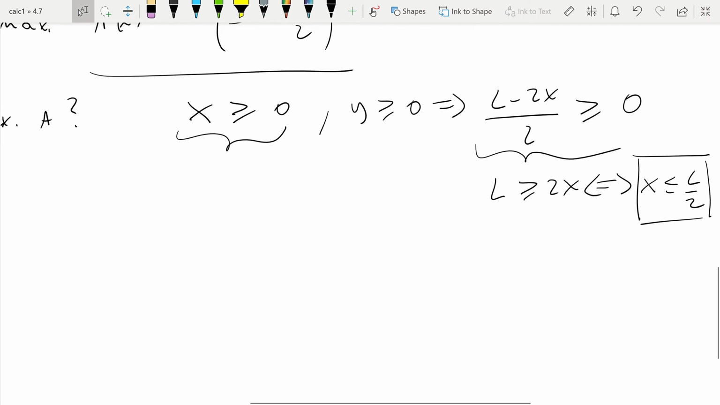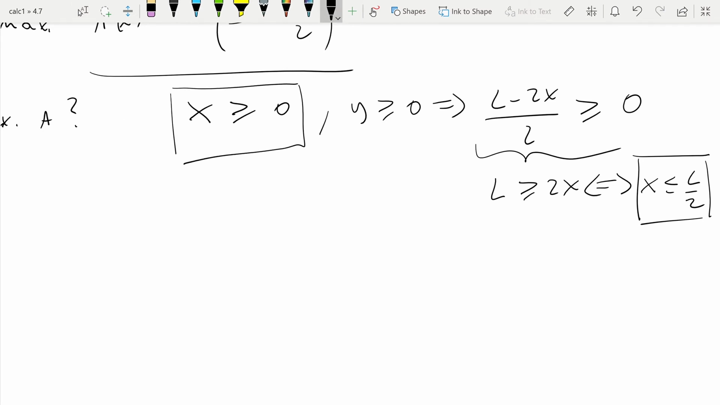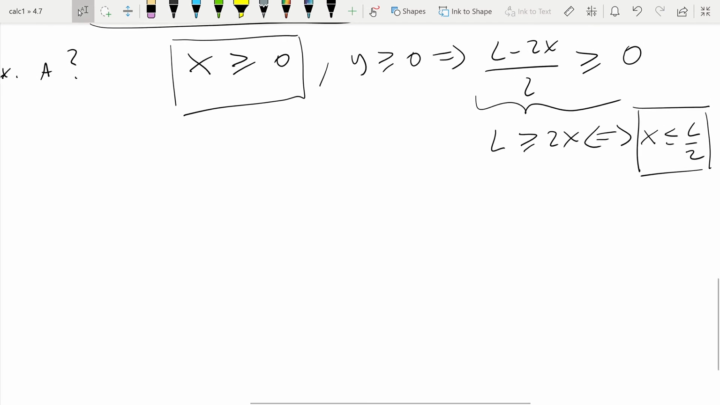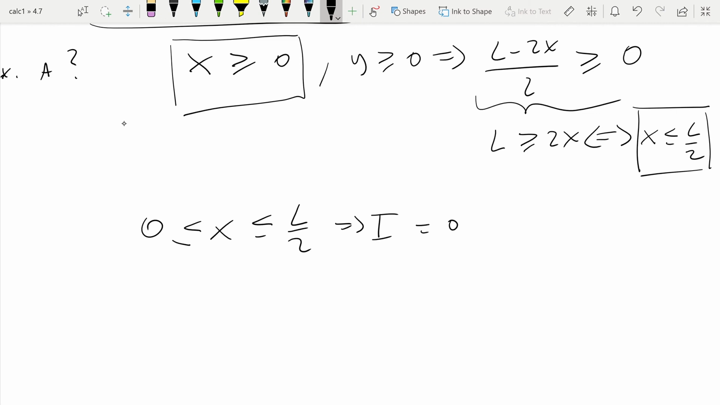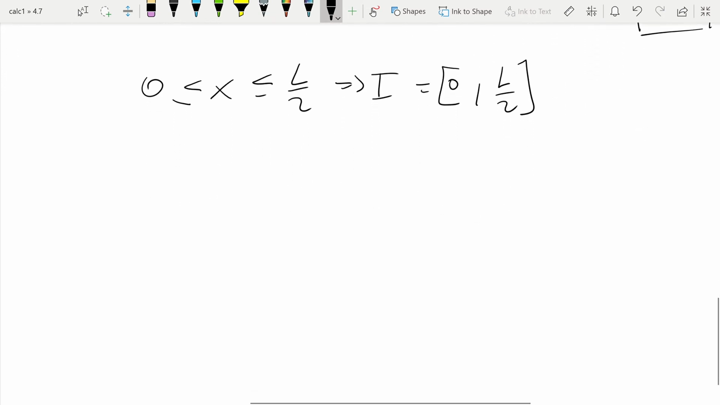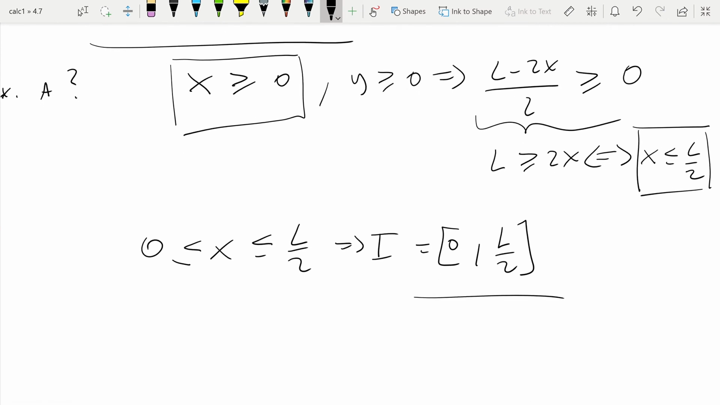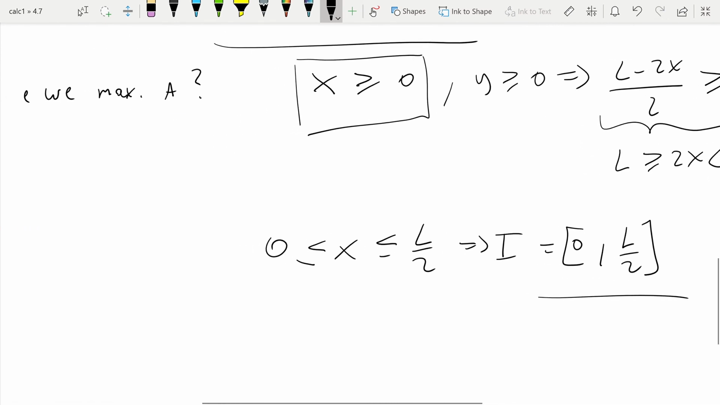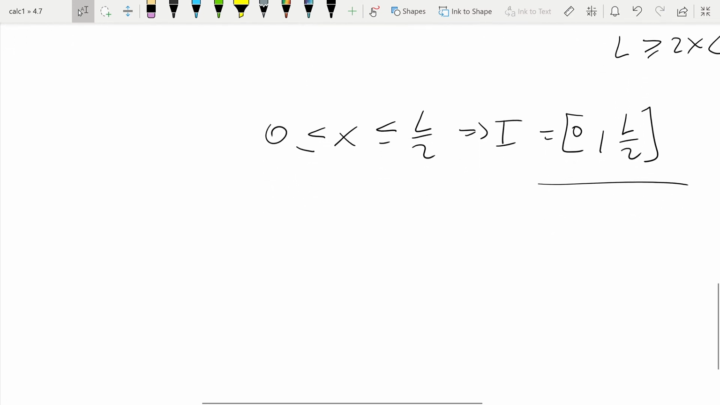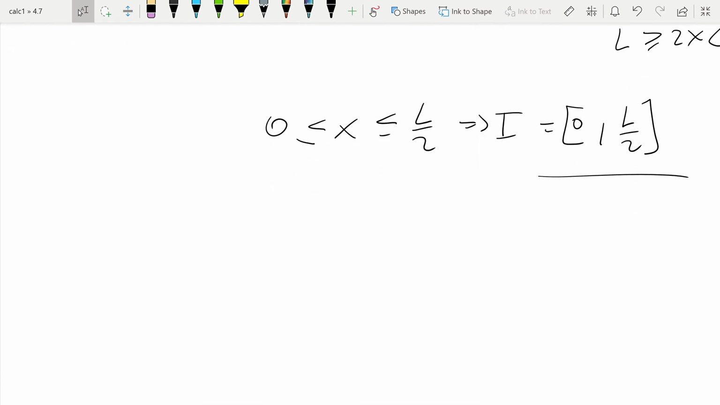Okay, so putting this together with the other box, we realize that the interval here, so x is in between 0 and L over 2. So the interval I is 0, comma, L over 2. So we have everything now. We have the function a that we need to maximize, and we have the interval I. The rest is just applying what we already know from previous sections.